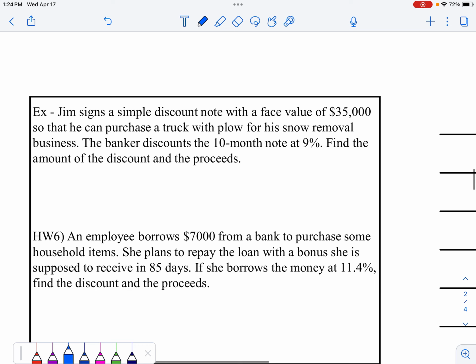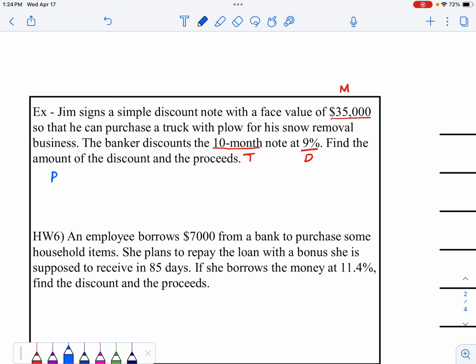All right, first example. Jim signs a simple discount note with a face value of $35,000 so that he can purchase a truck with plow for his snow removal business. The bank discounts the 10-month note at 9%. So basically this is the discount rate, how much interest the bank charges. And this is the length of the note, the term. And this is the face value, which is the maturity value, how much Jim will have to pay back. We want to find the amount of discount and proceeds.